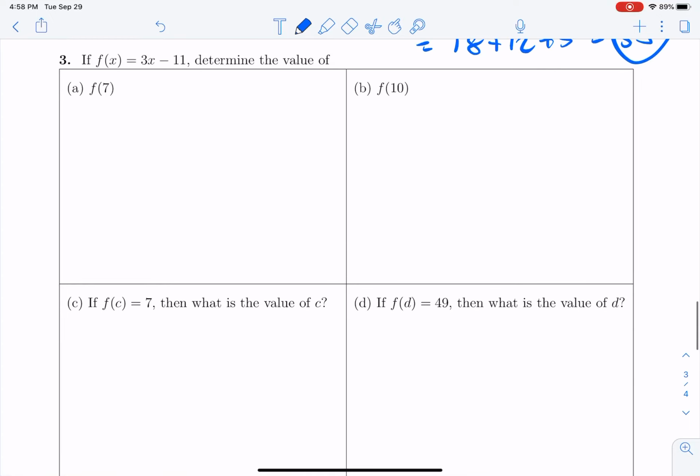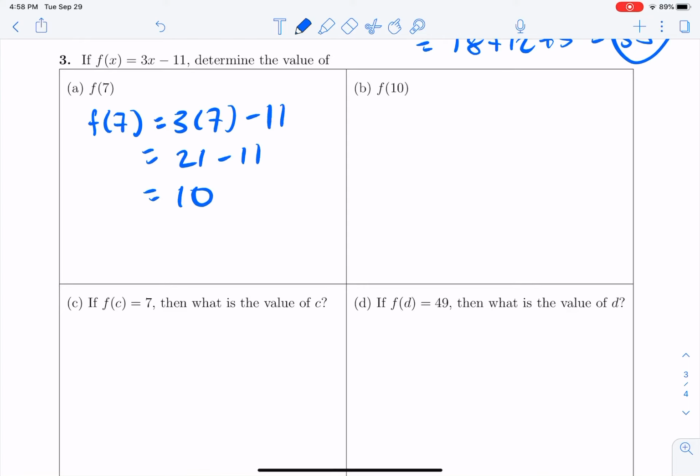All right, question 3. If f of x equals 3x minus 11, determine the value of f of 7. So my input here is 7. I replace x with 7. And here I got 21 minus 11, or just 10.